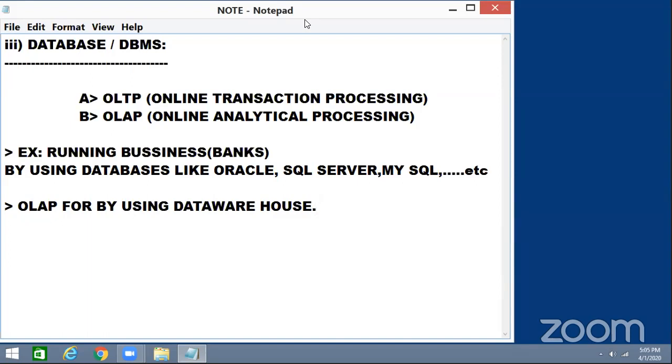Data warehouse. So these are the basic terms of database. What is a database and the types of database, we are going to check here. Now next, write on DBMS.